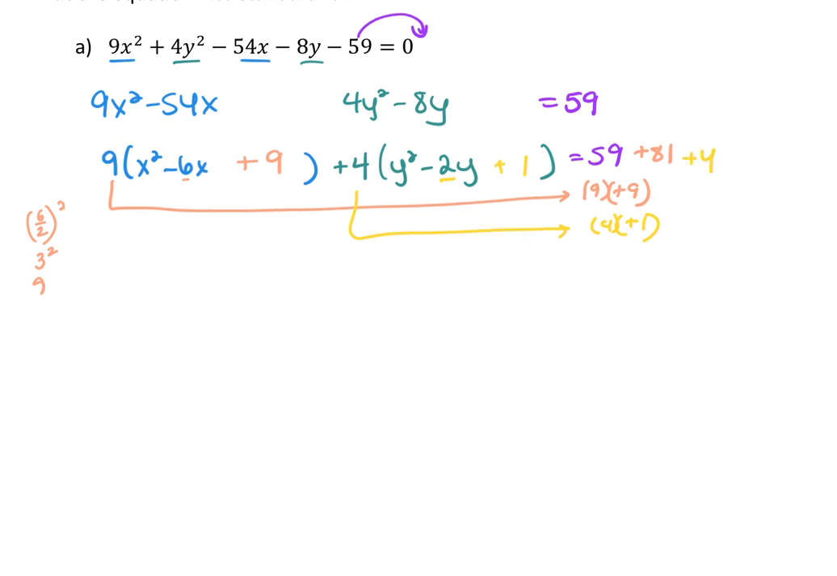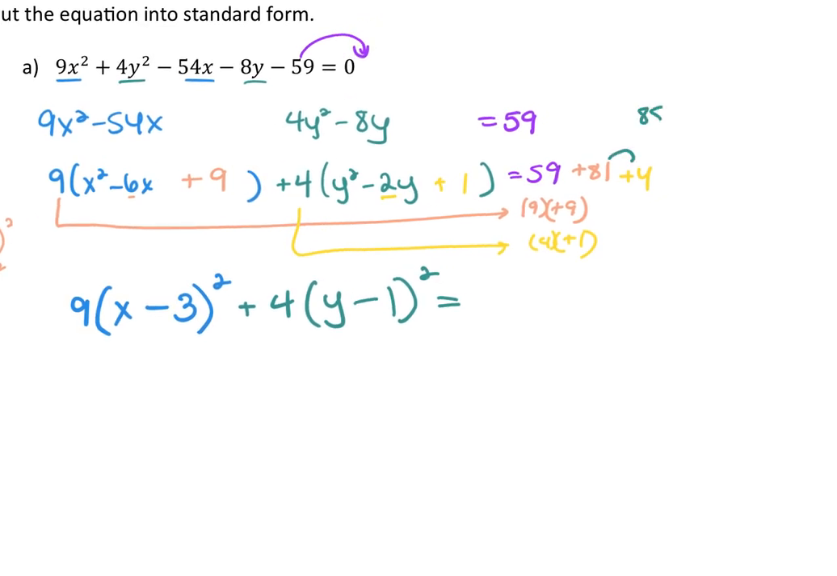I factor each of those perfect squares. So the number stays on the front. Square root the first term, square root the last term, take the sign from the middle, put it in parentheses and square it. Plus 4. Square root the first term, square root the last term, put the minus between them, put them in parentheses, and square them.